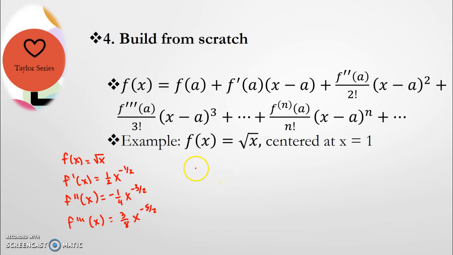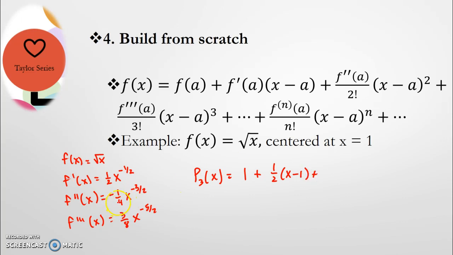And so if I were writing a third degree polynomial centered at 1, my first term would be, so f of 1 would be 1. So my first term would be 1. My next term would be f prime of 1 would be 1/2. So times x minus 1.